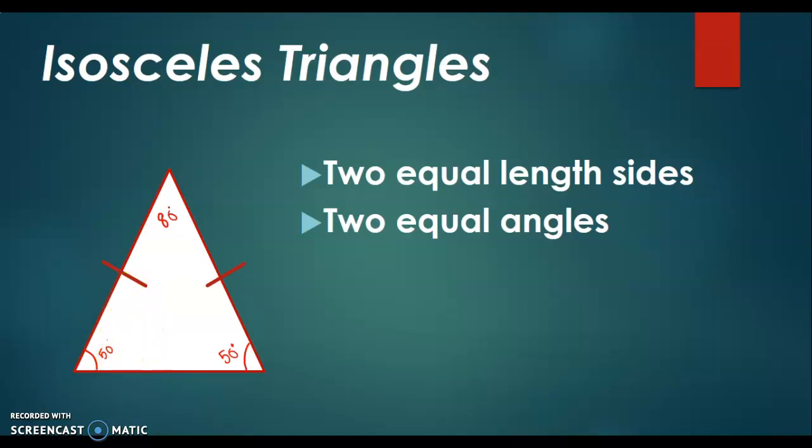Also, let's say the side is 3 centimeters over here, then this will be 3 centimeters. But this could be anything. It could be 4, 5, 6, 7. It does not matter. But you need to be able to identify which sides are equal and which angles are equal.